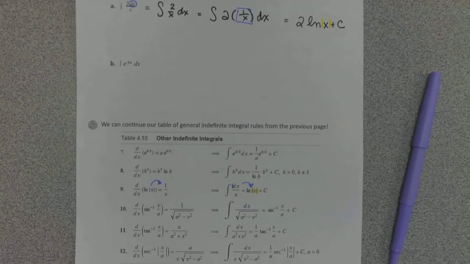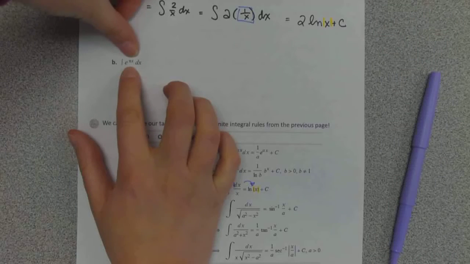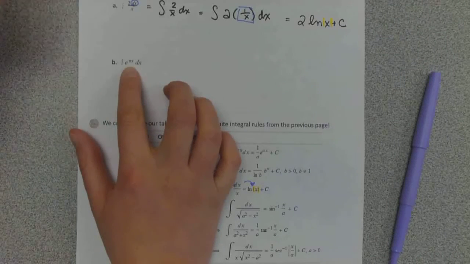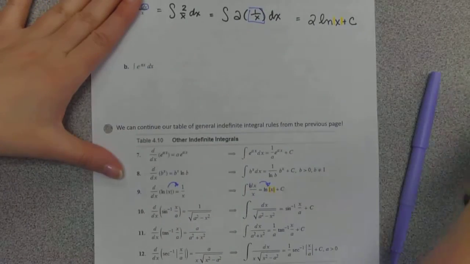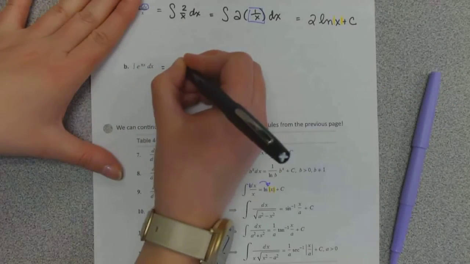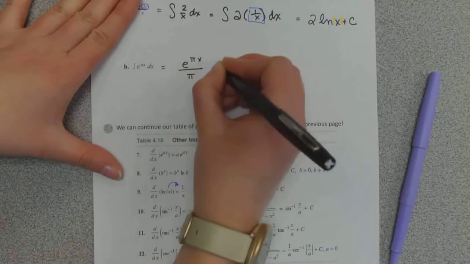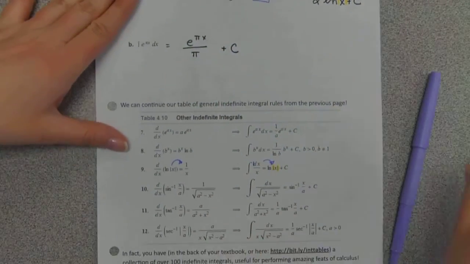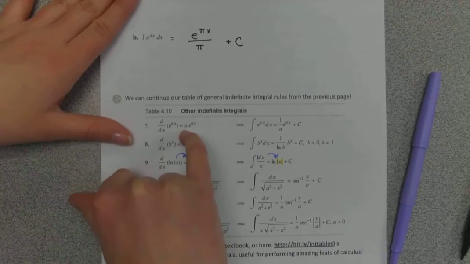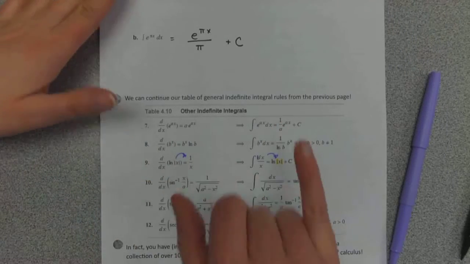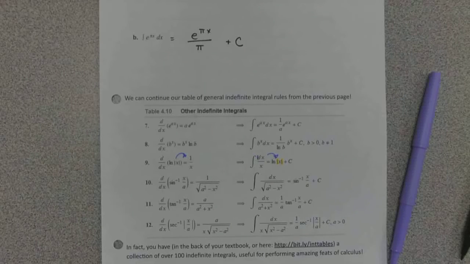Okay, and then part B. We know that the derivative of e to the pi x would be e to the pi x times pi. So the antiderivative, instead of times pi, has to be divided by pi. So this has to be e to the pi x divided by pi plus c. And again, you can see that rule down here. It's again just helping us undo the implicit chain rule right there.